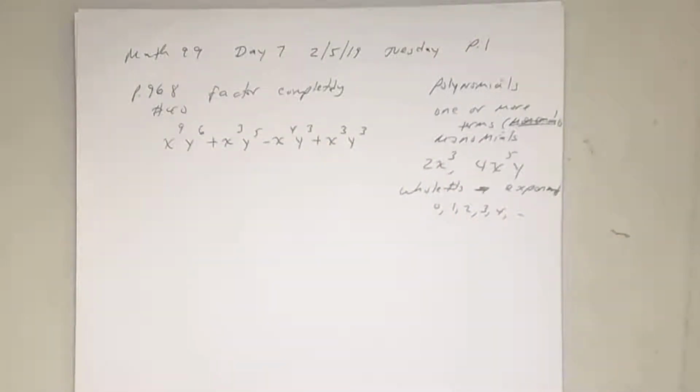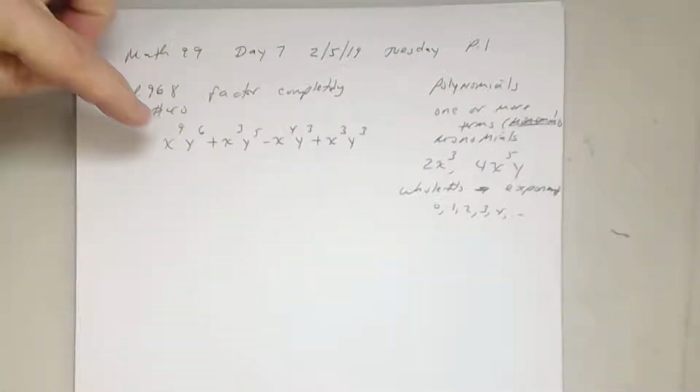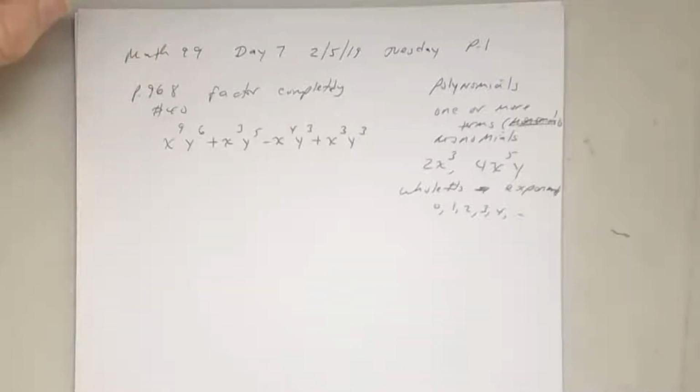So make sure you understand that this polynomial, first of all, has how many terms? 4. And each term is a monomial. And monomials make up polynomials. And each one's a monomial because the exponents are what kind of numbers? Whole numbers. There aren't any fractions in the exponents. There aren't any negative exponents. So this expression that you see is a polynomial.